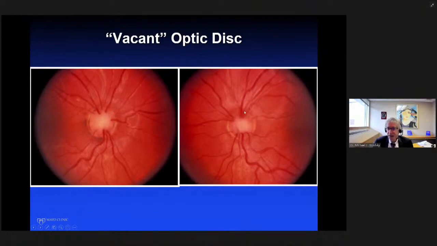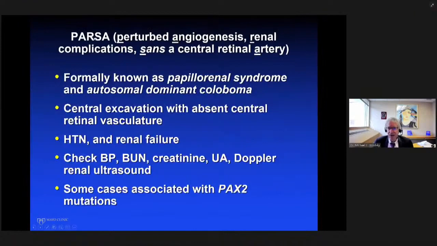And this is the vacant optic disc. It's all cilioretinal. There's no central retinal vasculature. But what's amazing is these kids have 20/20 vision. So you don't need a central retinal artery for 20/20 vision. And I've designated this the Parsa disc because Cameron Parsa described it. And it's what used to be called oculorenal coloboma syndrome, but it's not a coloboma.